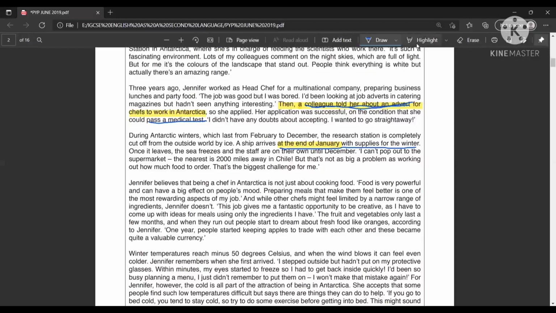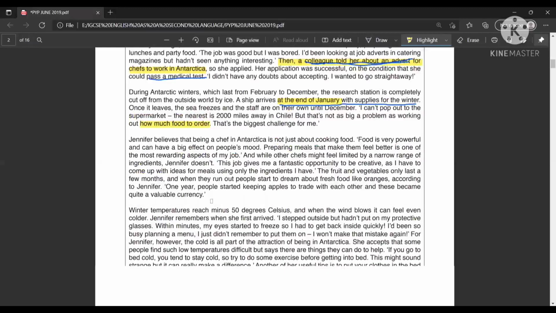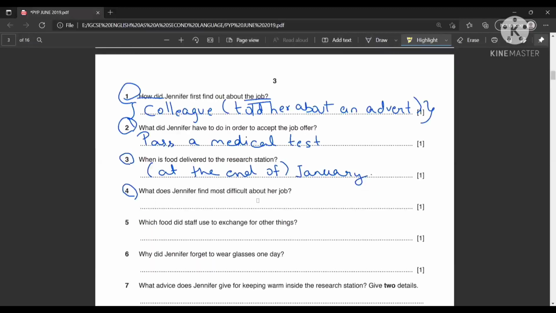So, are you able to locate the answer for the fourth question? What was the biggest problem she was facing? How much food to order? So what does Jennifer find most difficult about her job? The answer will be how much food to order.